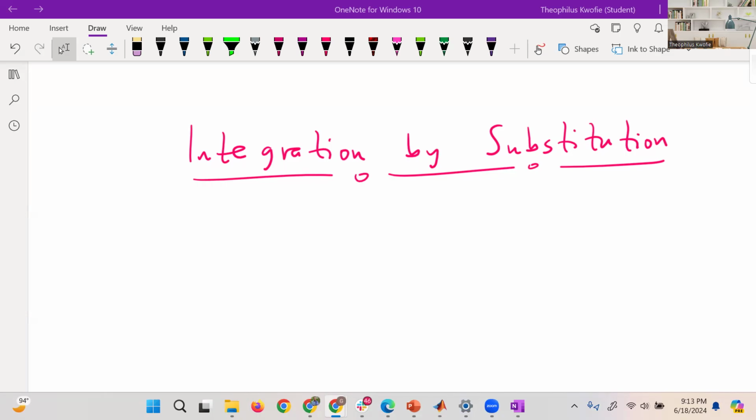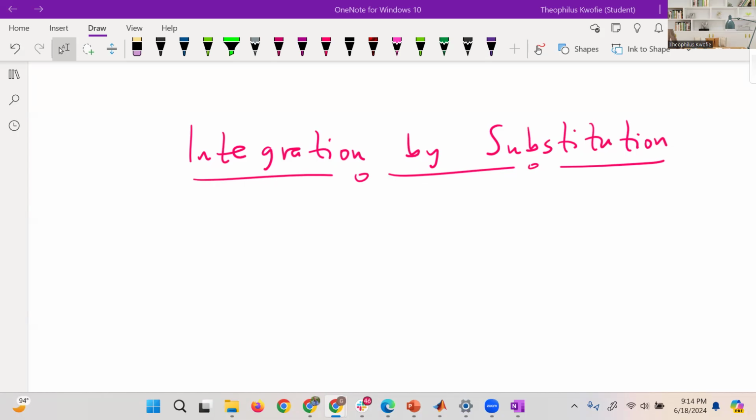In this particular episode, I'm so excited to take you through the journey of integration by substitution. You see, many integrals are complex and difficult to evaluate in their original form. By making an appropriate substitution, the integral can be transformed into a simpler form that is easier to solve. This technique leverages the chain rule of differentiation in reverse, allowing for more straightforward integration.